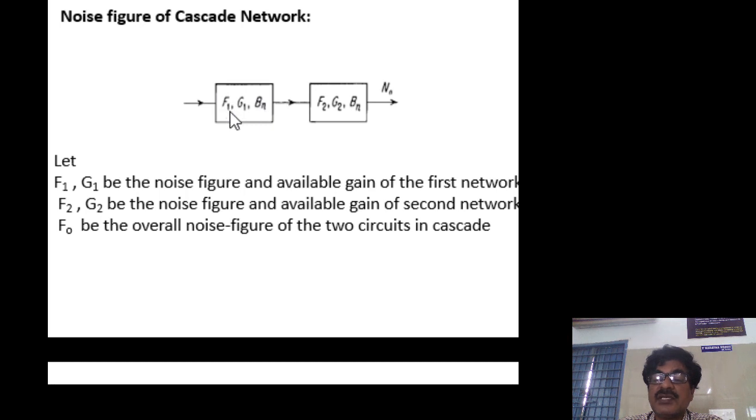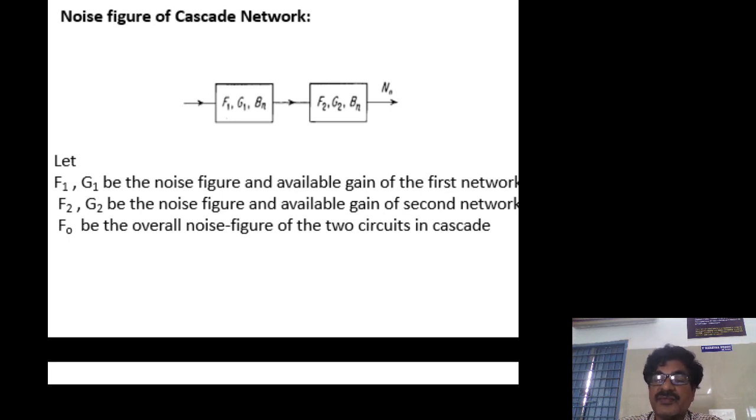F1 is the noise figure value of the first stage, G1 is the gain of the first stage, Bn is the bandwidth of the first network or first stage. Similarly, the second network noise figure is F2, gain is G2 and bandwidth is Bn. Here if you observe, the bandwidth is the same for both the networks, whereas the noise figures and gains are different from one network to another network.